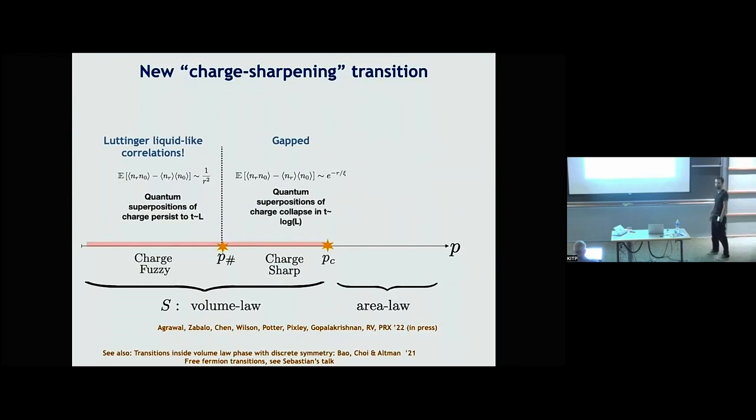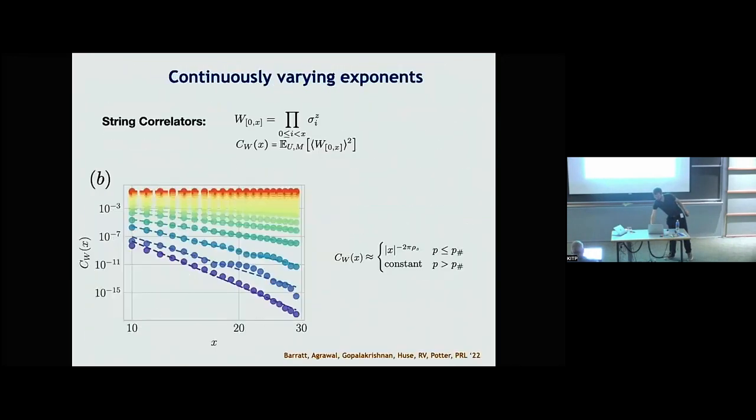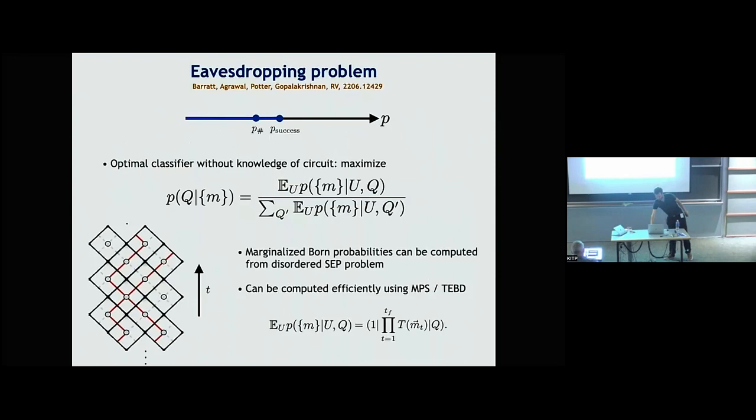Hi, I wanted to ask about one of the questions you flashed at the end. Could you comment a little bit on non-abelian charges? How much of this story would go through and what would have to change?